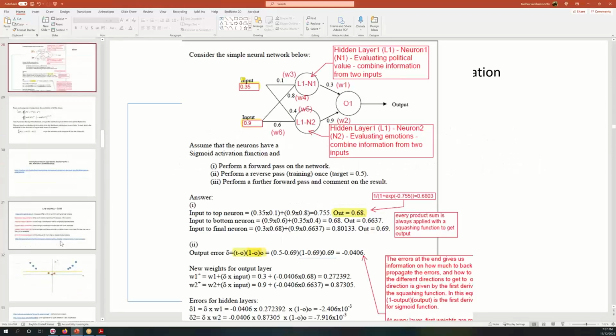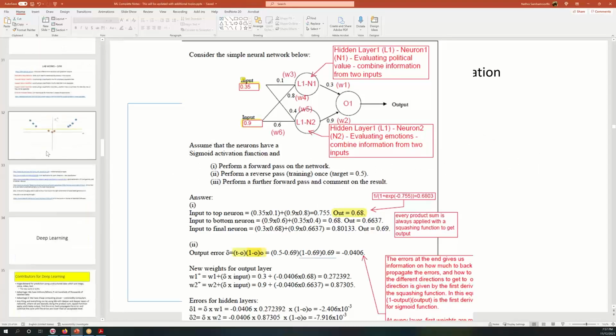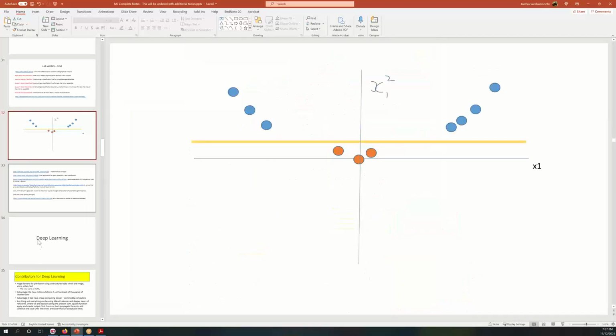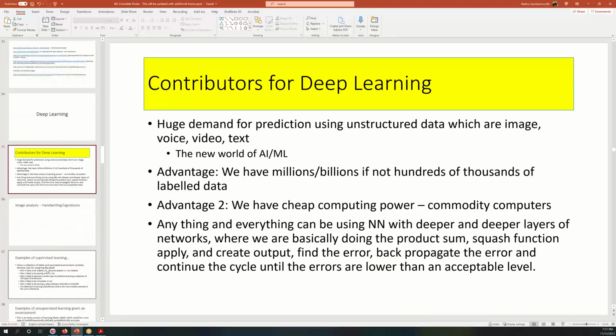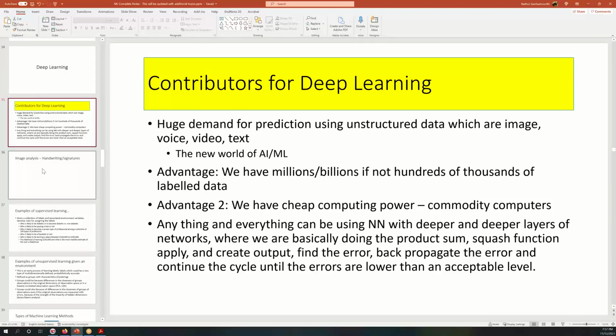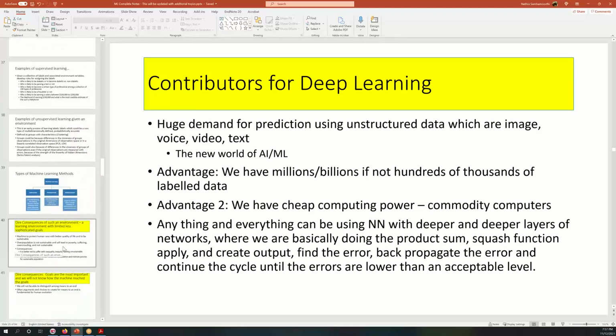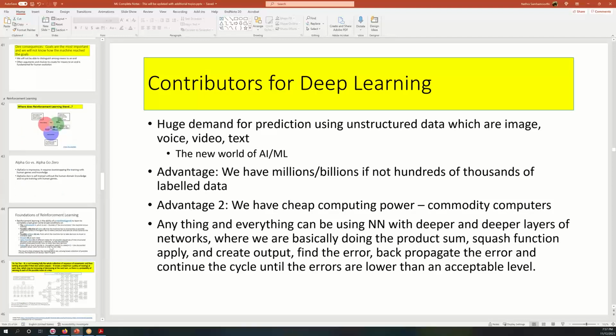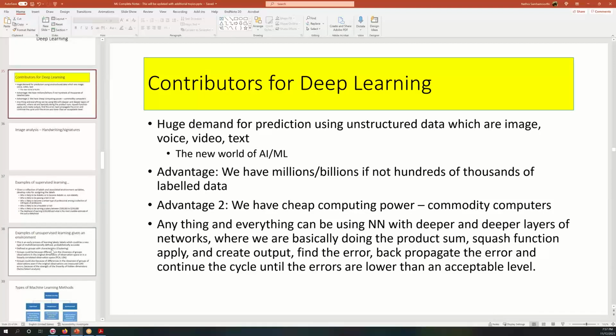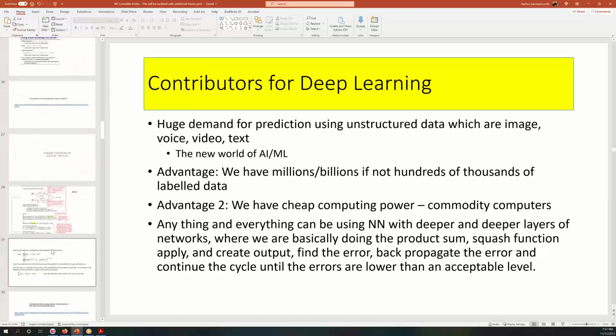Okay, I will teach you that one. And then the SVM. Okay, I'm going to teach you that one. And then the deep learning, I'm going to teach you that one. Okay, deep learning, image analysis, text analytics, we are going to do that. And then finally, we are going to do reinforcement learning. Okay, this constitutes the machine learning and AI.